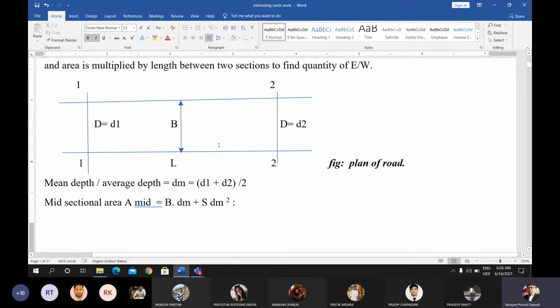So if D1 is filling and the zero depth is there in between, then from D1 to zero depth, that section must be in filling. Okay, from zero depth to cutting depth D2, that section must be in cutting. So the average is taken for D1 and 0, and 0 to D2, in a similar way to find the mean depth of the section.